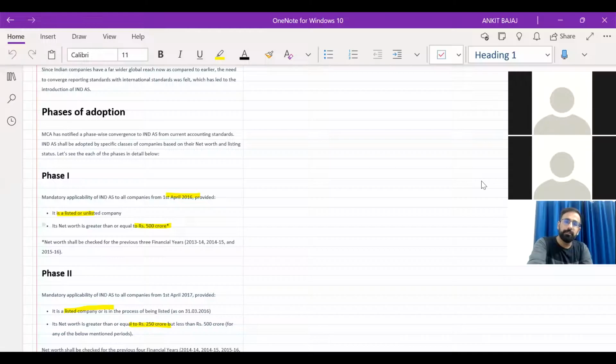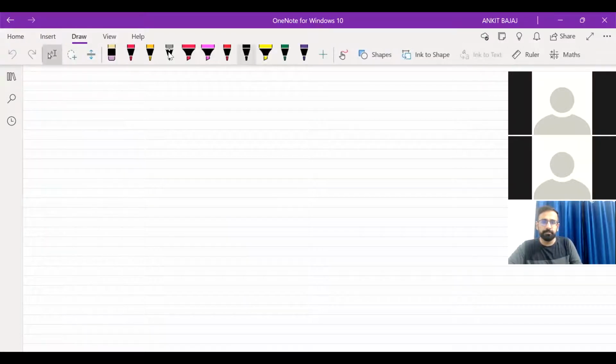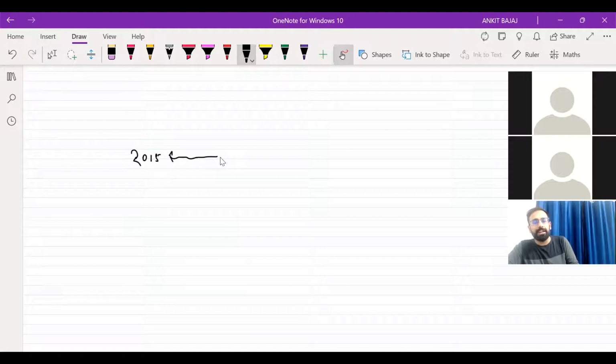Okay, so if you see here, what is the logic why India has adopted IFRS, right? So first of all, hopefully this screen is visible to you all. Yes, sir. So if you see here, in the year 2015, the Indian government adopted IFRS. What is the reason why India has adopted IFRS? First of all, I will tell you the full form of IFRS. It is International Financial Reporting Standards, right?